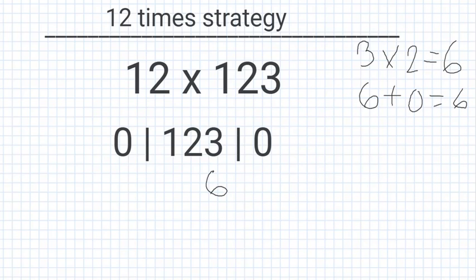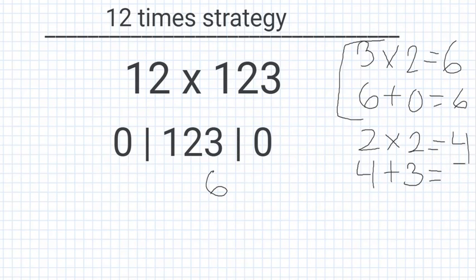Our next number is 2. And just like before, you are going to take that 2 and multiply it by 2, which is 4. And then you're going to take that 4 and add it to 3. We're adding it to 3 because 3 is the closest number to 2 towards the left. So 4 plus 3 is 7. And you're just going to write down 7.